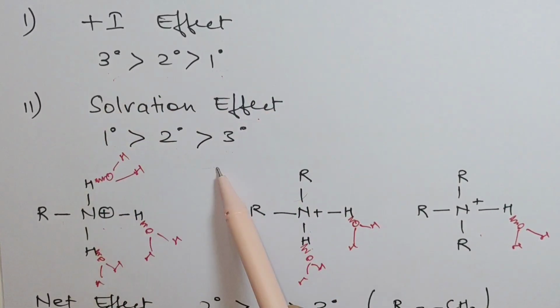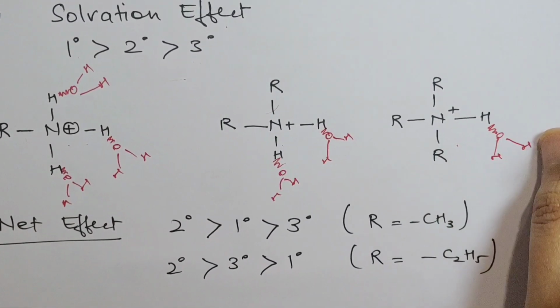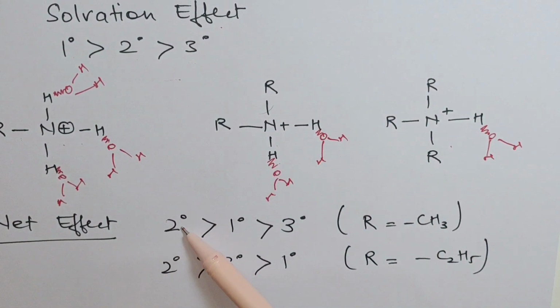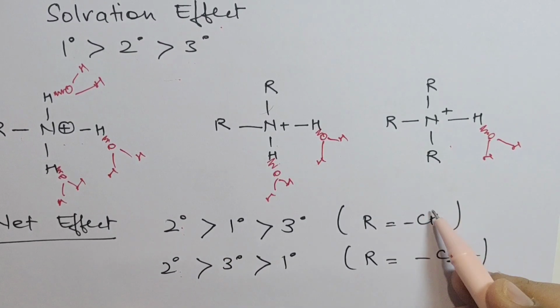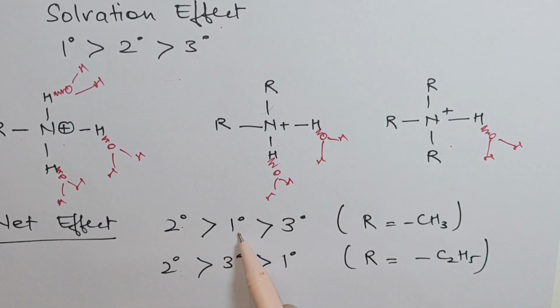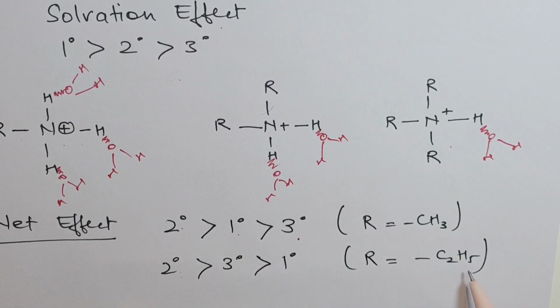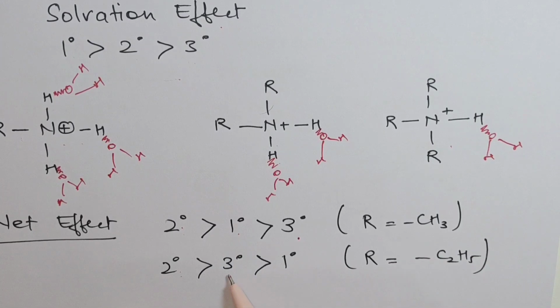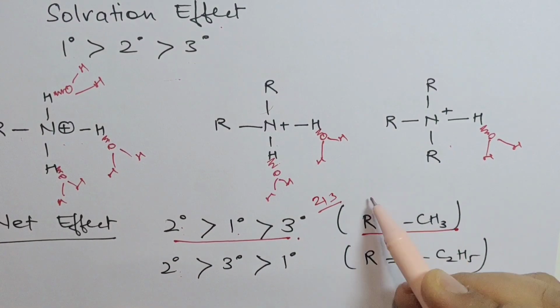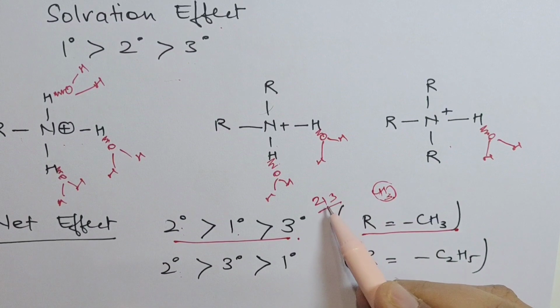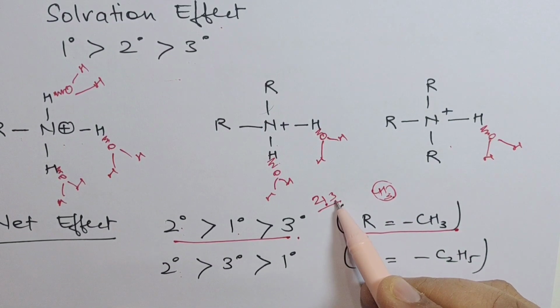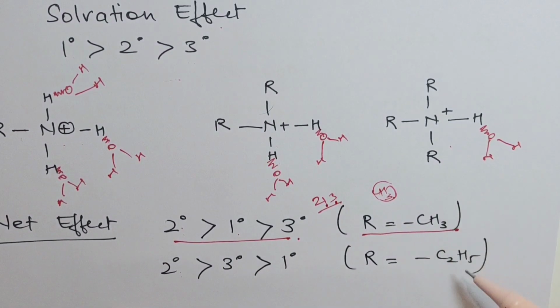So these are the two effects in play and they are in opposite direction. So what would be the net result? The net result is this. Obviously, secondary is going to be most basic, okay? But then if you have an alkyl group, a small group, primary would be more basic than tertiary. But if you have an ethyl group, a bigger group, tertiary would be more than primary. So easiest thing is just remember this number 213 is for methyl. Because methyl is small, a smaller number comes first than the bigger number. Okay, just remember this and the opposite would follow here.